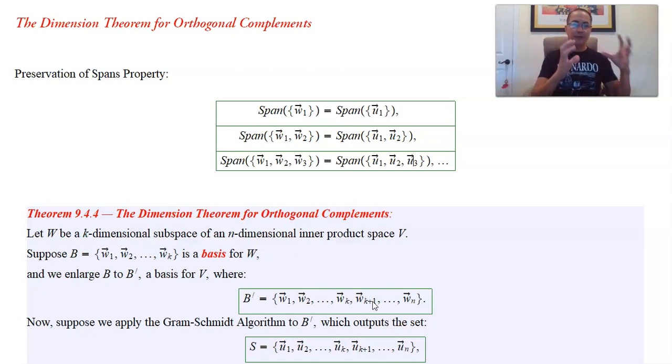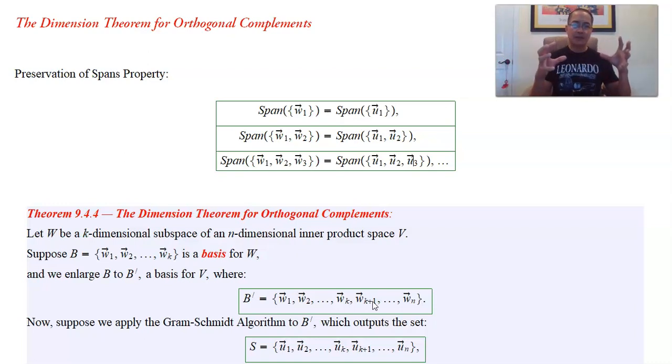Okay, start with a 3-dimensional subspace of that inner product space. Make a basis first for W: W1, W2, W3. We know we can do that. And then pick a fourth vector not in their span. Great. Now pick a fifth vector not in their span. And we know, of course, we can do that because V itself is 5-dimensional.